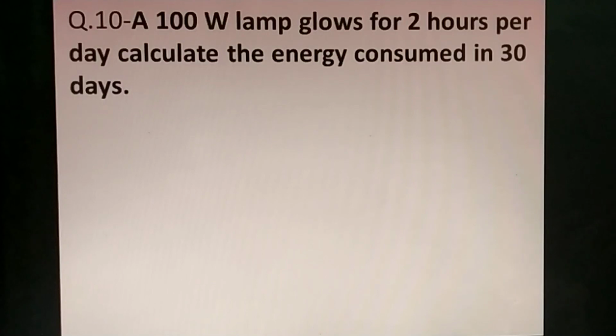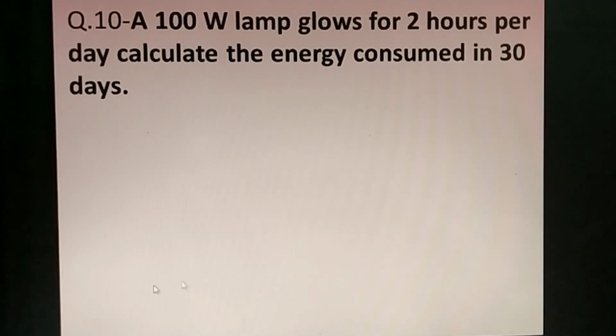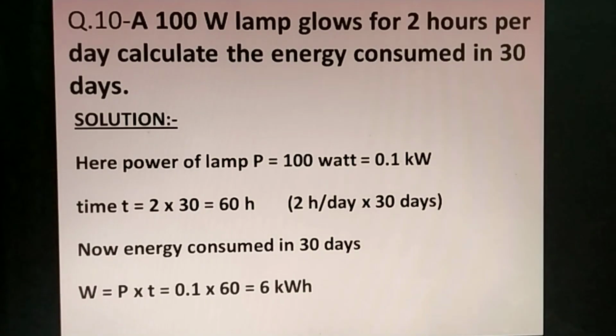Now the next question, a 100-watt lamp glows for 2 hours per day. Calculate the energy consumed in 30 days. So 100-watt lamp. So it means power is given, time is given, and days are given. So how can you calculate this? Here the power of the lamp P, how much is given? That is 100 watt. 100 watt is given. We have to change it into kilowatt, meaning the answer will come in commercial unit. Okay. So change 100 watt into kilowatt, and we will get the answer 0.1 kilowatt.